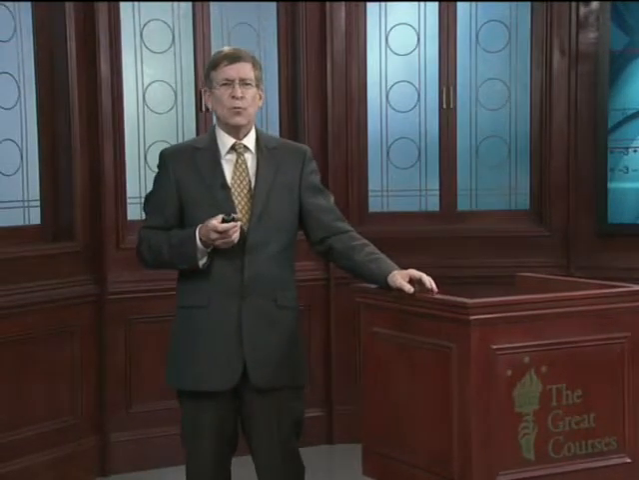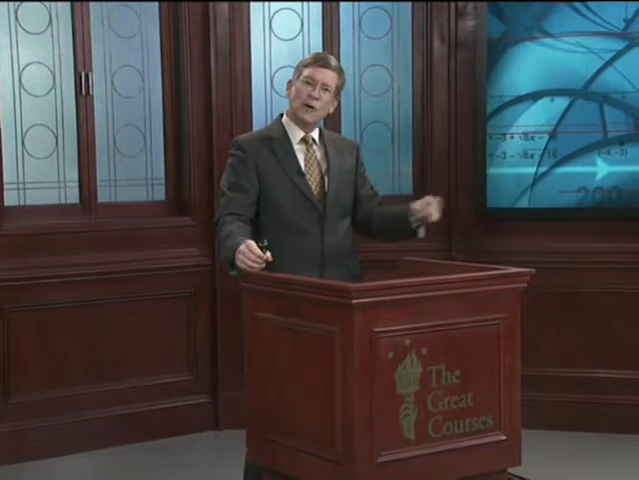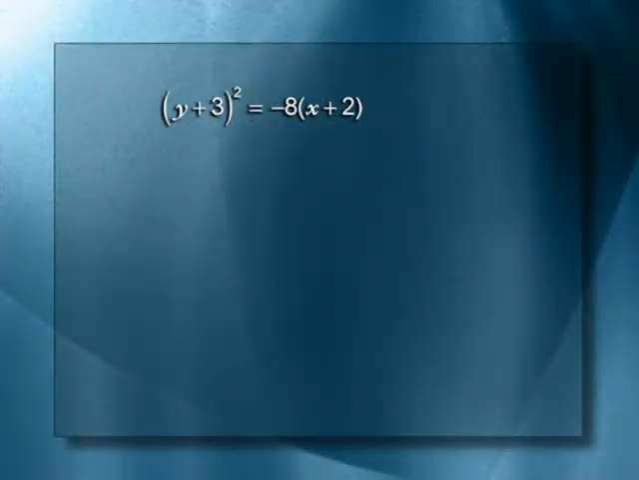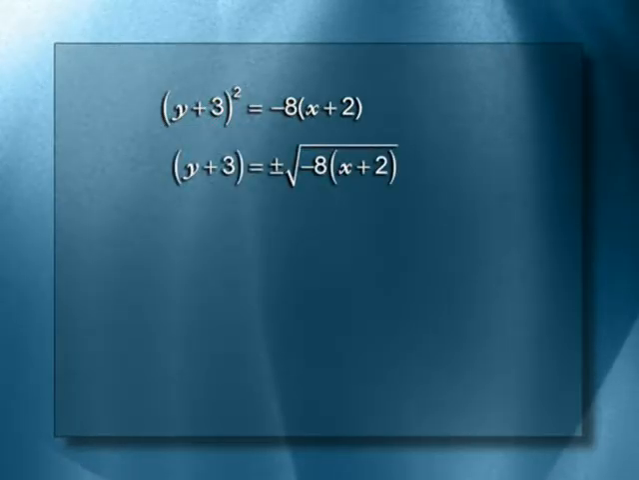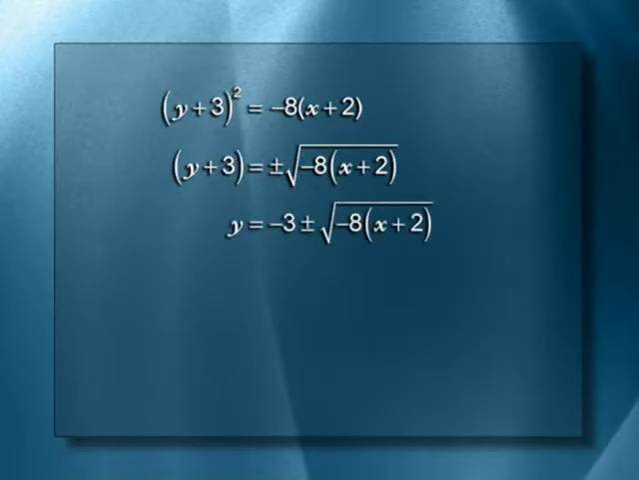Well, we're in trouble here. We've got y squared. What could you do? Well, you can break this into 2 pieces, the upper part and the lower part of this parabola. So let me show you how you do that. Take y plus 3 squared, and I'll multiply it back out again to be minus 8 times x plus 2. Take square roots of both sides. So y plus 3 is plus or minus the square root of minus 8 times x plus 2. And then bring the 3 to the other side, and you get y equals minus 3 plus or minus that radical.